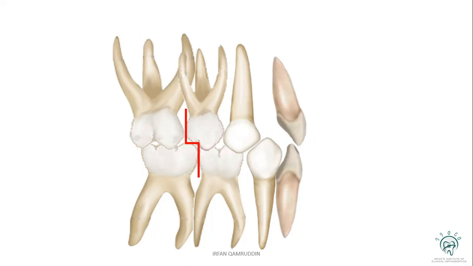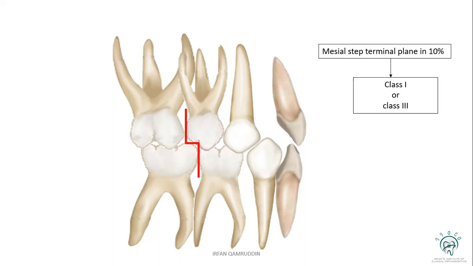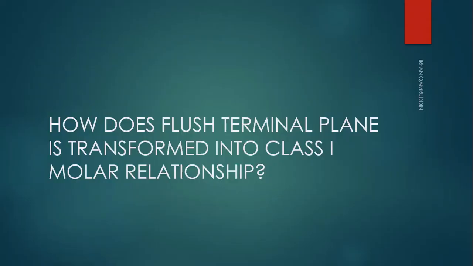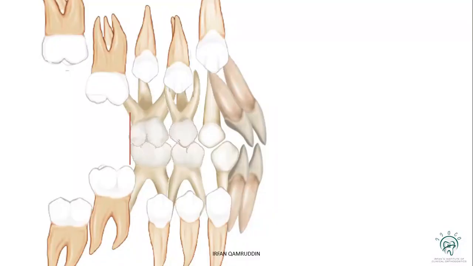The third kind of relationship is the mesial step, which can correspond to the class 3 relationship in permanent dentition, and sometimes it results in class 1 or class 3 in future permanent dentition. It is the least common type of relationship, found in just 10% of the population. By now we know that the most common kind of relationship is the flush terminal plane. So the question is, how does it transform into class 1 molar relationship in permanent dentition?